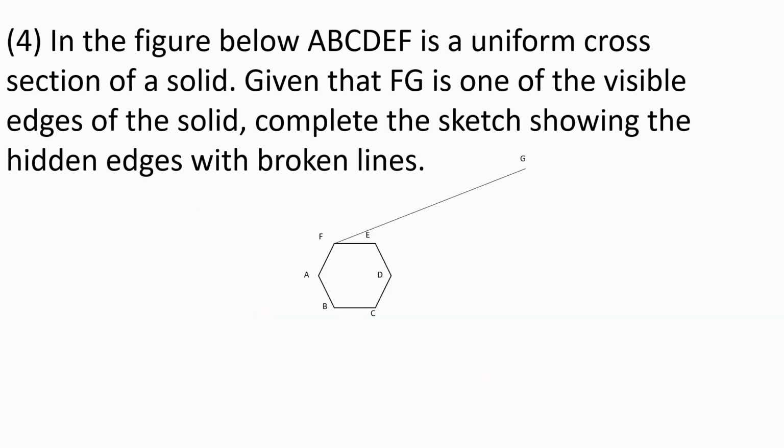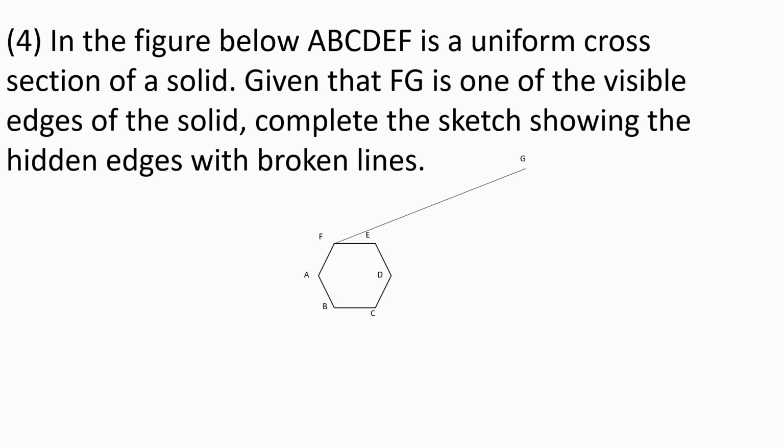Question 4. In the figure below, ABCDEF is a uniform cross-section of a solid. Given that FG is one of the visible edges of the solid, complete the sketch showing the hidden edges with broken lines. So we have the section of the solid and we are supposed to complete it.